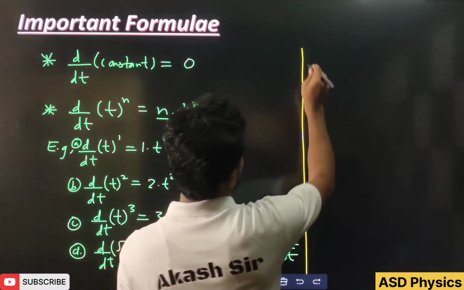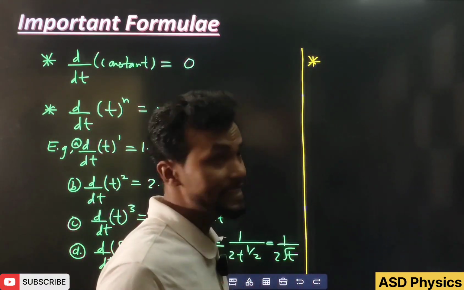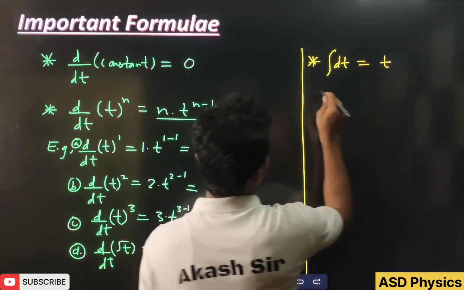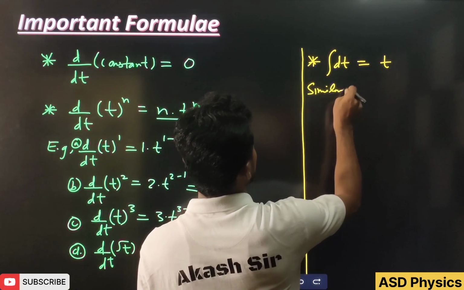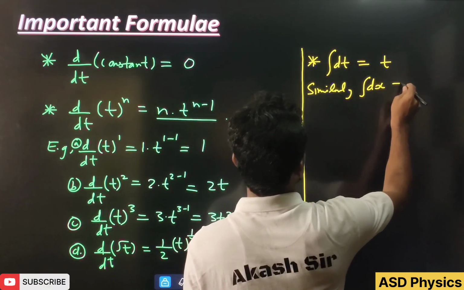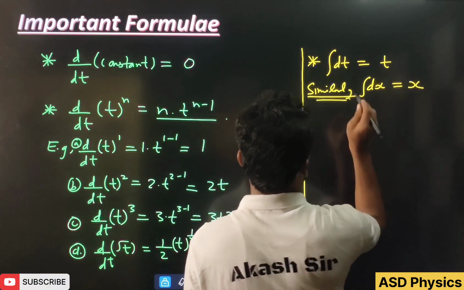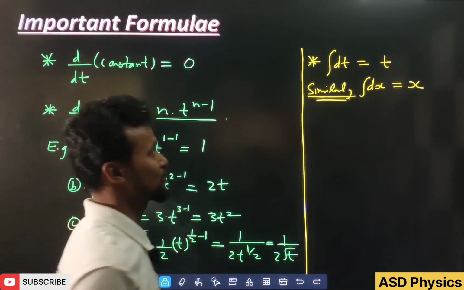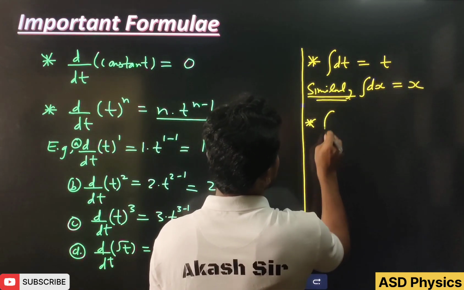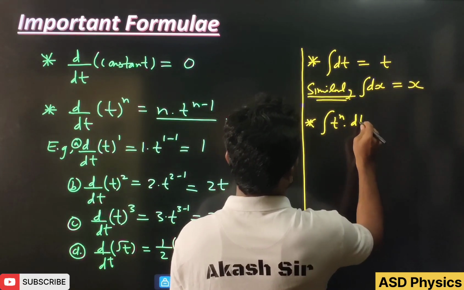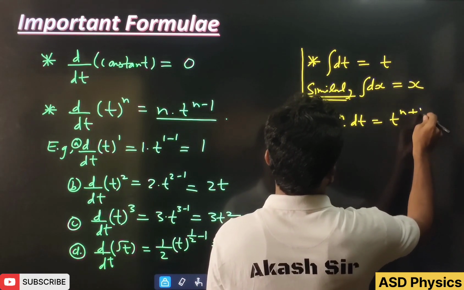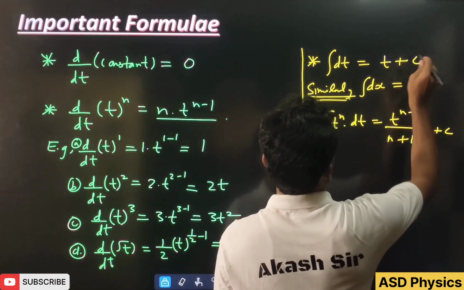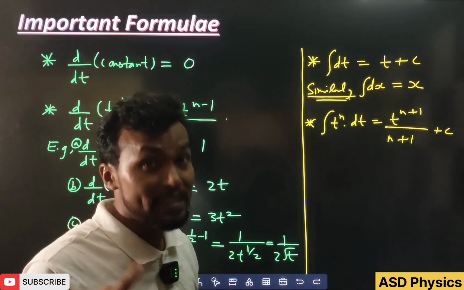Similarly, if I go for integration, remember that integration of dt will be t. Okay, similarly you can use this for x also, like integration of dx will be x. Even though I told it in terms of t, the same thing will be applicable in terms of x also. Okay, great. If it is given integration of t to the power n dt, it will be t to the power n plus 1 by n plus 1 plus the integration constant, if it is the indefinite integration.